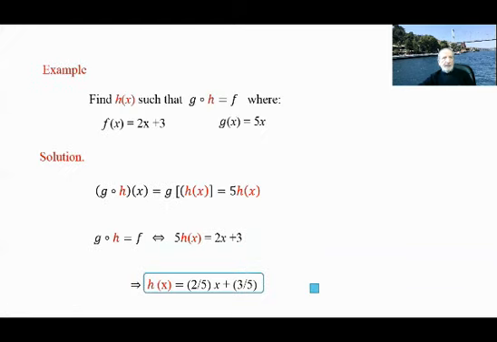Here's another example. Find h(x) such that g circle h is equal to f, where f is given and g is given. So we set it up this way. (g circle h)(x) is g(h(x)). h(x) is still unknown, but I know g takes a number and multiplies it by 5. So (g circle h)(x) is the same as 5h(x). That is equal to f(x), 2x plus 3, and you solve this for h(x). So h(x) is equal to 2 over 5 x plus 3 over 5.